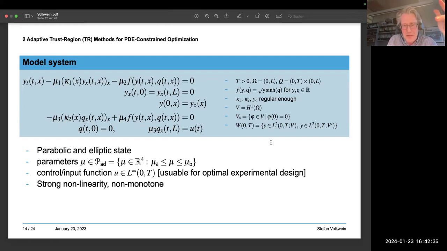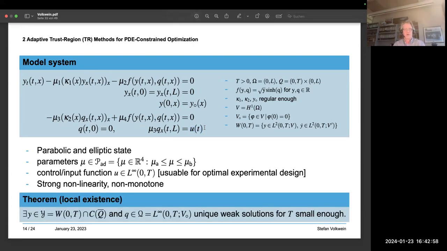And as you see, there is also a U, but the U in our case is fixed. In fact, we use this also for optimal experimental design, where we play with this U to have a better estimation of the parameter. But this is not the issue today. So just to mention this. We have the strong nonlinearity, which is non-monotone, which is not good for a posteriori error estimation. So that I have already mentioned.